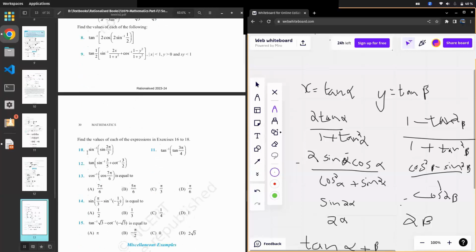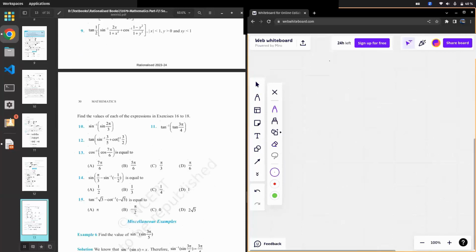The next questions, we have to find the values of each expression. Okay, so the 10th question: sine inverse of sine 2 pi by 3. We know that the value of sine 2 pi by 3 is equal to root 3 by 2. So the value of sine inverse of root 3 by 2 can be found. It is pi by 3. So the answer of the 10th question is pi by 3.